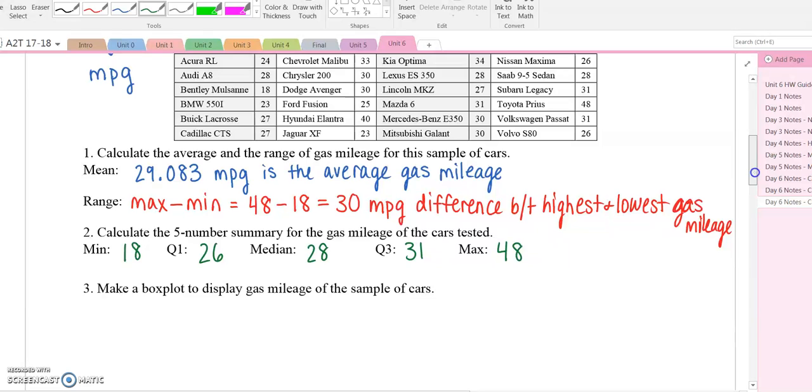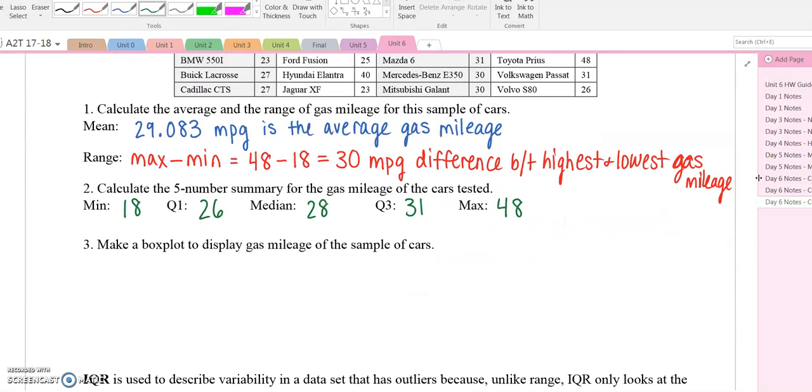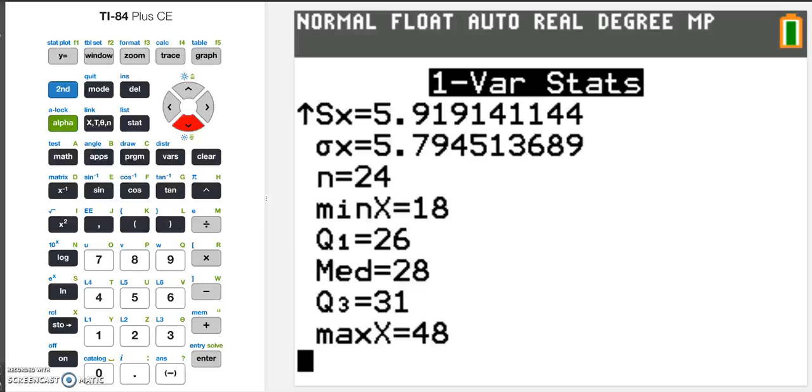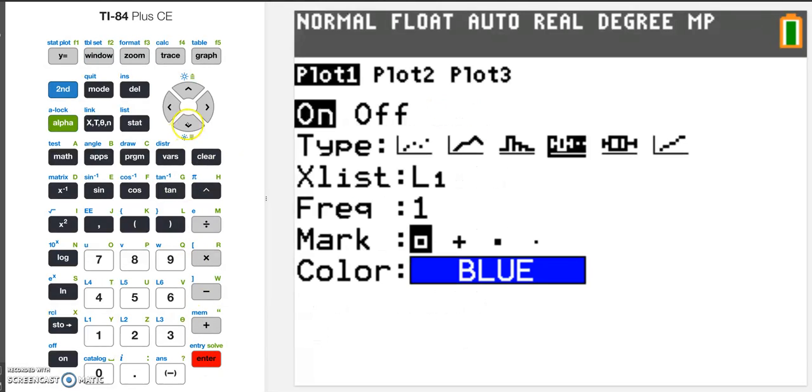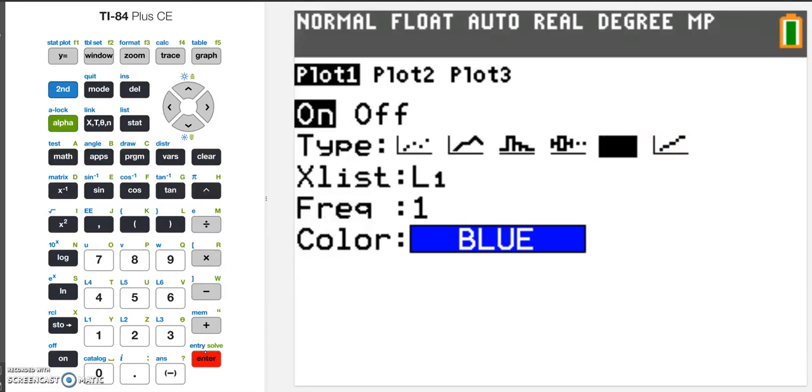To make our box plot, you can do this partially on the calculator, or you can do it by hand. Once you have the 5-number summary, it's not too difficult to do by hand. But just to show you how to do it on the calculator, first go into second Y equals, your stat plot. Make sure one of them is on, and press the one that is on. For now, we're going to be on the second box plot, the one that has the line in the middle with no points. That's the one we want.